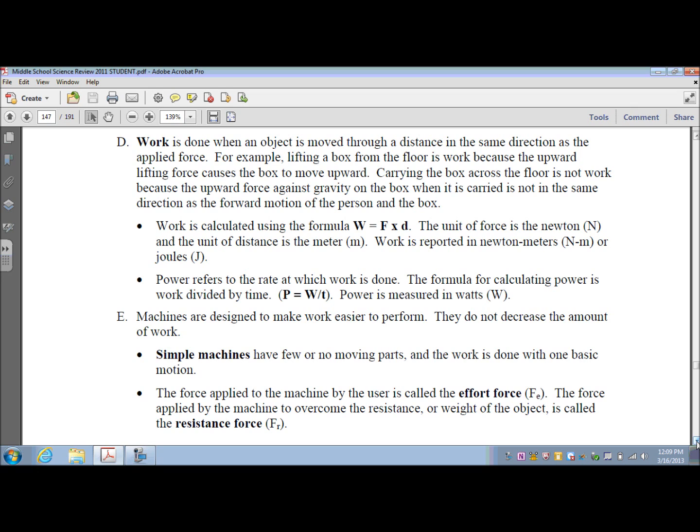Power refers to the rate at which work is done. The formula for calculating power is work divided by time. So P equals W divided by T. Power equals work divided by time. Power is measured in watts, which is a capital W.